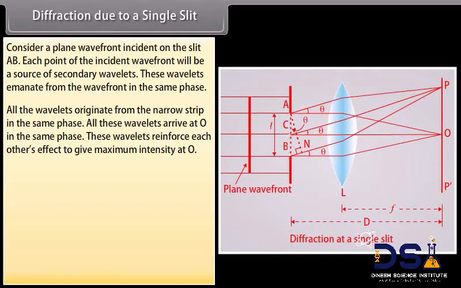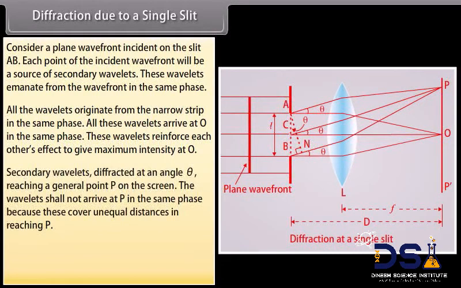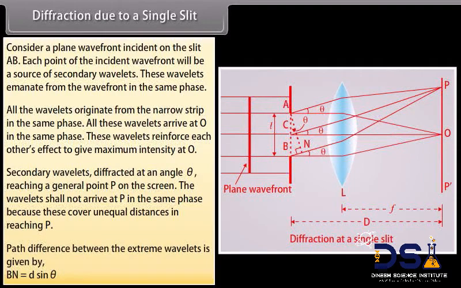Now consider the formation of secondary minima and secondary maxima. Secondary wavelets diffracted at angle theta reach a general point P on the screen. The wavelets shall not arrive at P in the same phase because these cover unequal distances in reaching P. Path difference between the extreme wavelets is given by d sin theta.